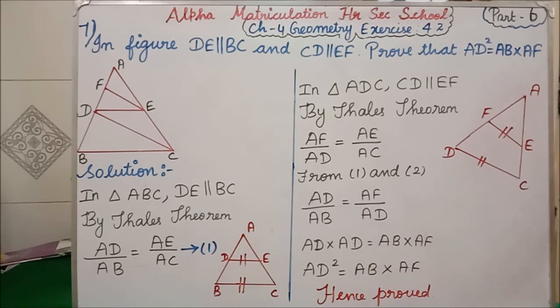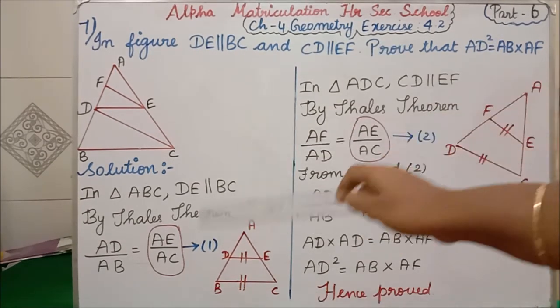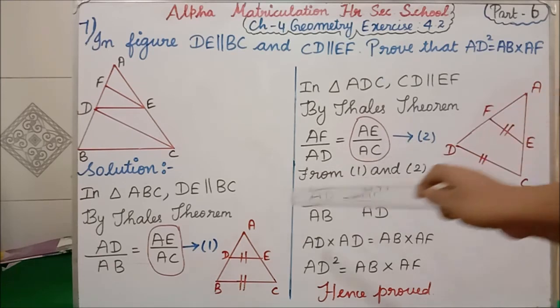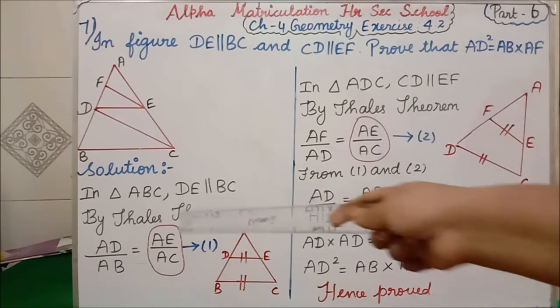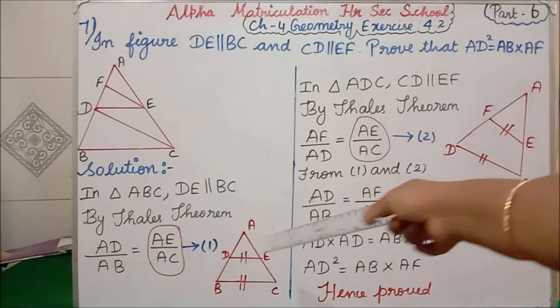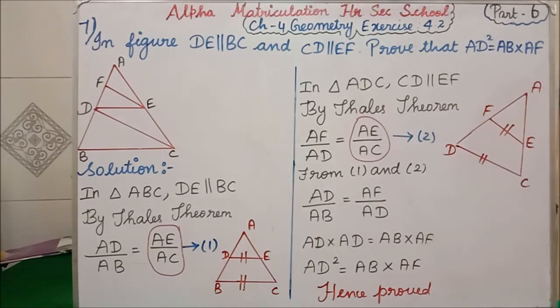Clear, all of you? Then again by Thales theorem, how am I writing? AF divided by the full length AD equals AE divided by the full length AC. Clear? Now, students, see equations 1 and 2. Both right hand sides have AE divided by AC. So leave both right hand sides and write the remaining left hand sides: AD divided by AB equals AF divided by AD.